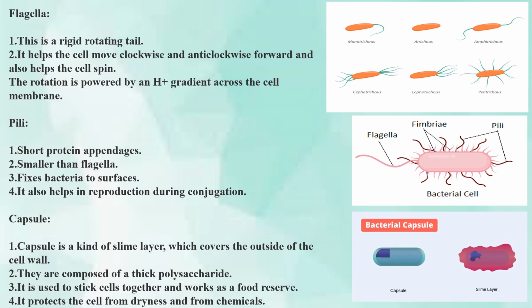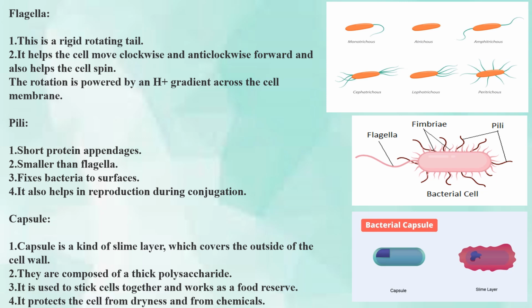Now come to the flagella. It is a rigid rotating tail. As I already said, it is a tail. If you see the tails, there are different types of tails. It helps the cell move clockwise and anti-clockwise, forward, and also helps the cell to spin. The rotation is powered by an H positive gradient across the cell membrane. The flagella is mainly used for locomotion, which is also called movement, from one place to another.